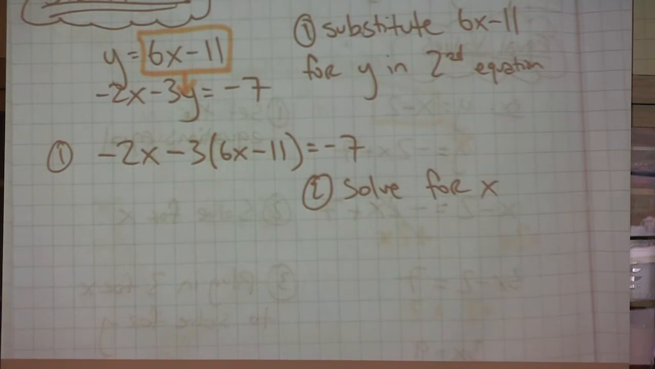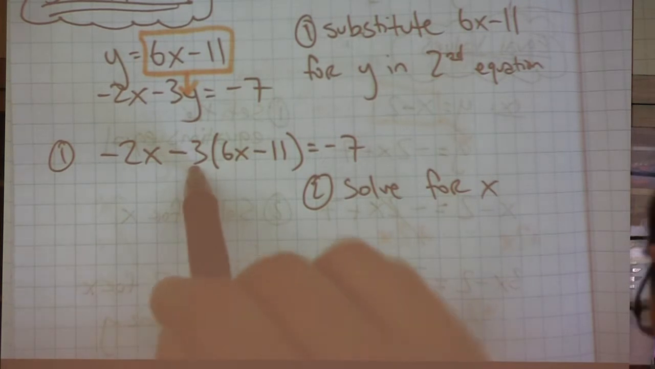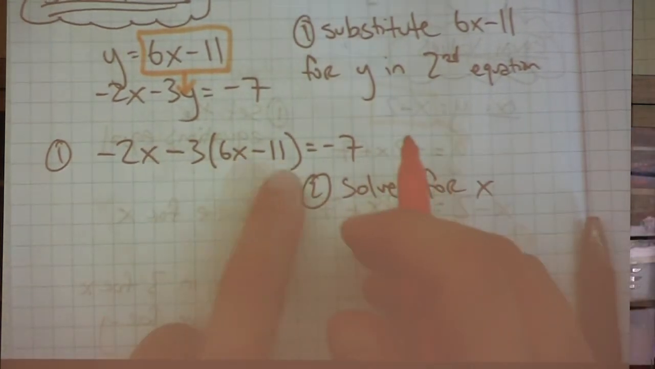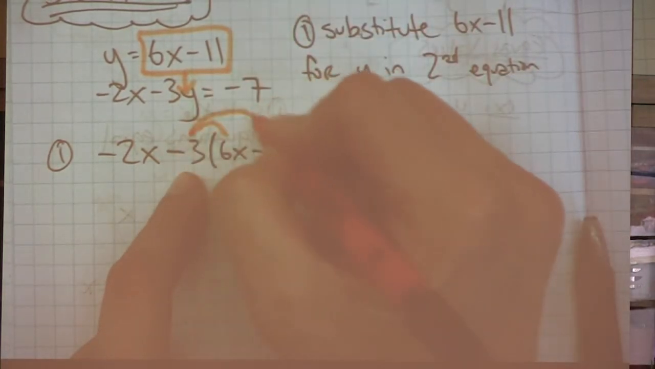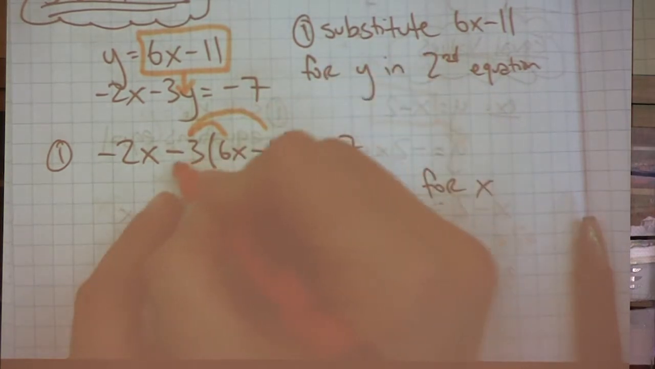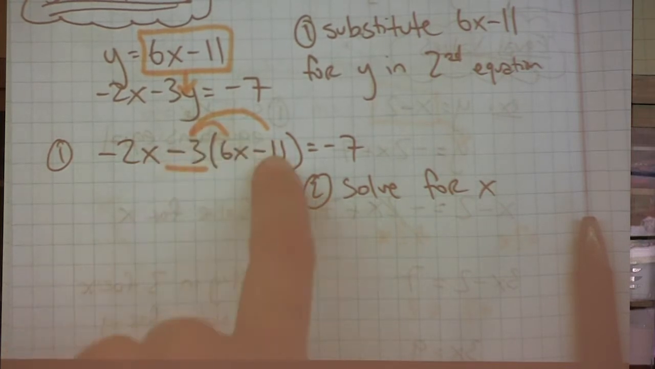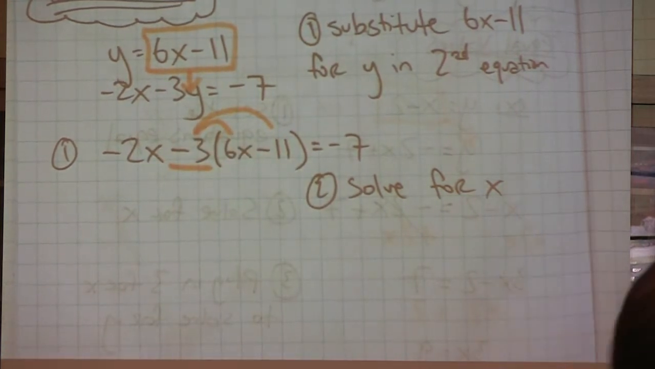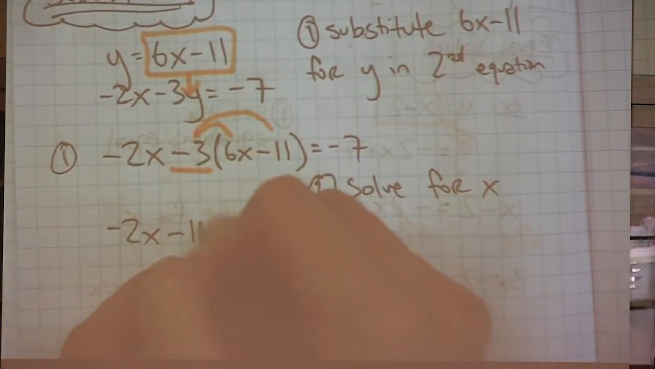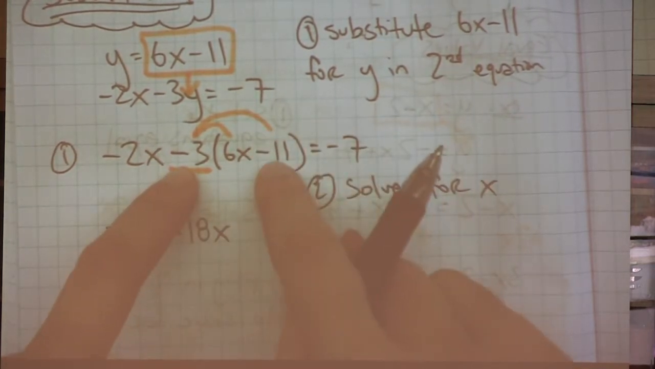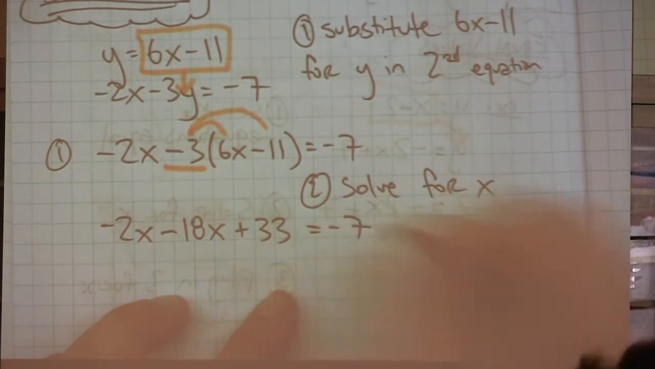This is hard because this equation has a lot of steps. The first one being, what do we have to do with this negative 3? Both of these things need to get multiplied. What are they getting multiplied by? Not 3, negative 3, the whole thing. Negative 3 is getting distributed to both of them. So I'm left with negative 2x, negative 18x, and then negative 3 times negative 11 gives you positive 33, equal to negative 7.